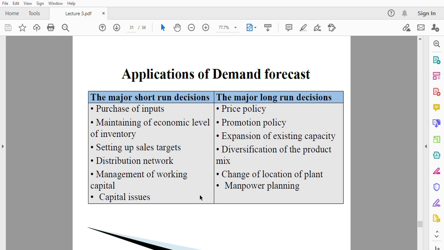The next is it helps in management of working capital. Working capital is the money or the resources you have invested in the company. So now, if you are forecasting in the short term that demand will fall, you wouldn't have to invest so much working capital into it, right? And there are other capital issues that decisions are supposed to be made on in demand forecasting.